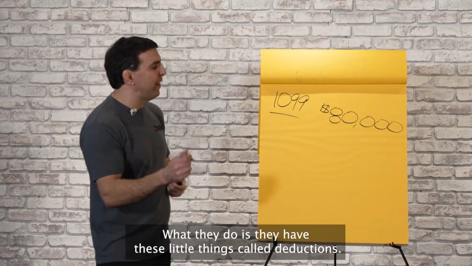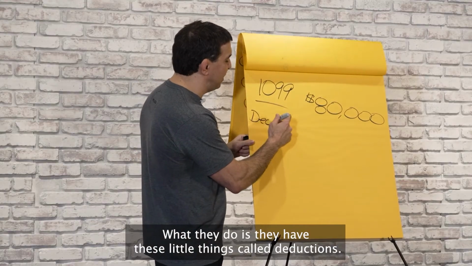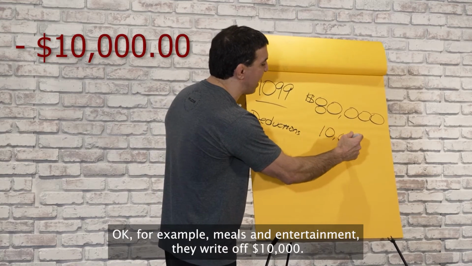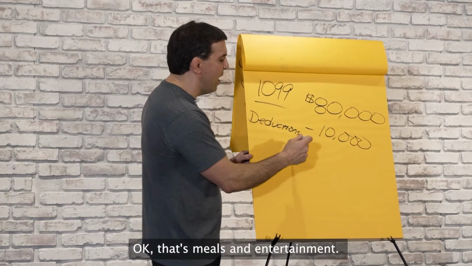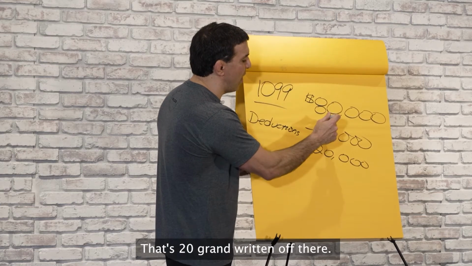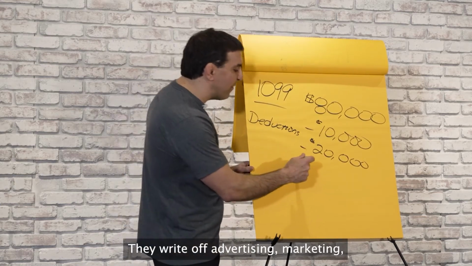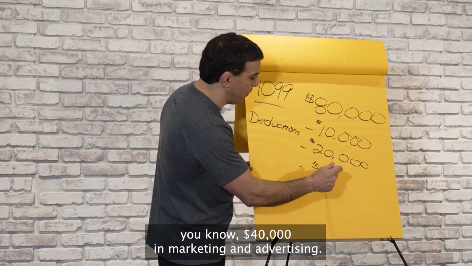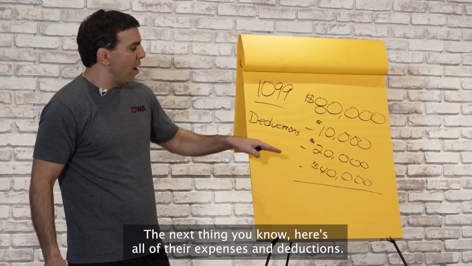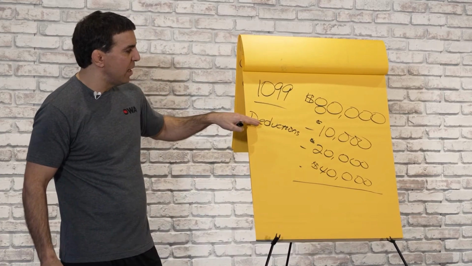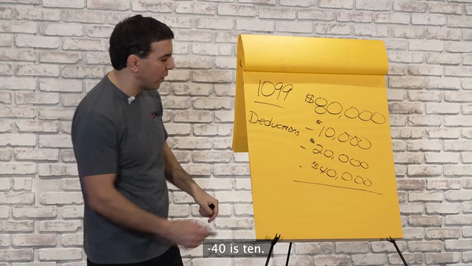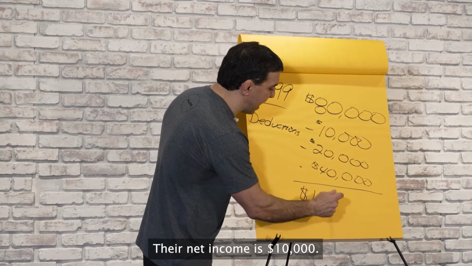$80,000 is your 1099. What they do is they have these little things called deductions. Okay, for example, meals and entertainment, they write off $10,000. They write off $20,000 in business miles. That's 20 grand written off there. They write off $40,000 in marketing and advertising. The next thing you know, here's all their expenses and deductions. Here's their income. 80 minus 10 is 70, minus 20 is 50, minus 40 is 10. Their net income is $10,000.